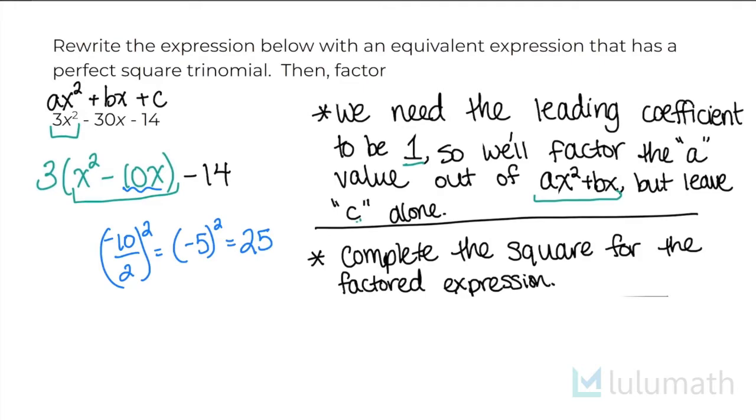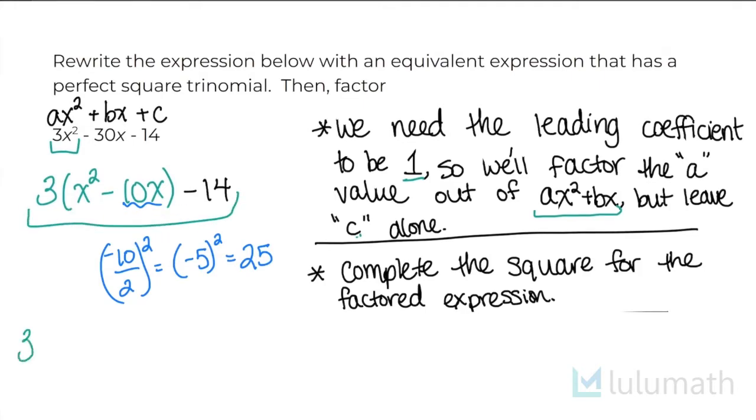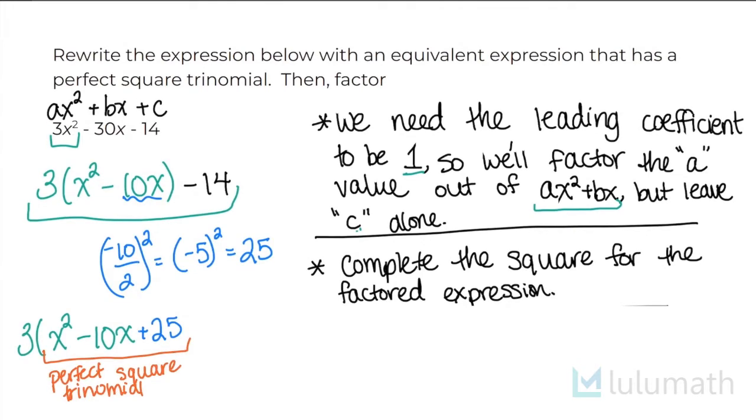So I'm going to rewrite this expression up here as 3 multiplied by the quantity x squared minus 10x. And now I'm going to add this 25 to complete the square. This will become a perfect square trinomial. But if I add this 25, I have to subtract this 25.